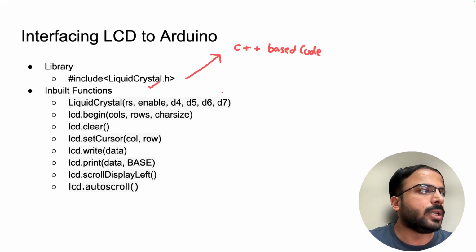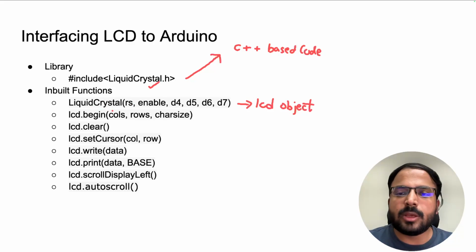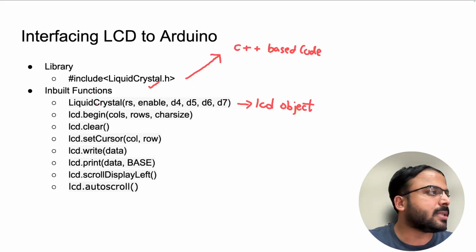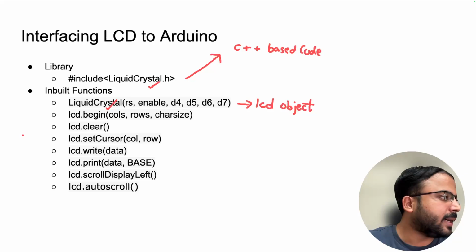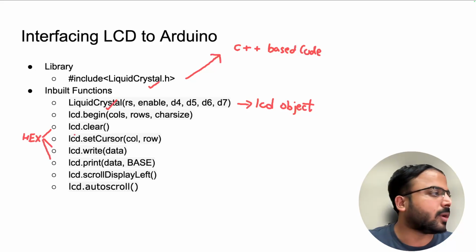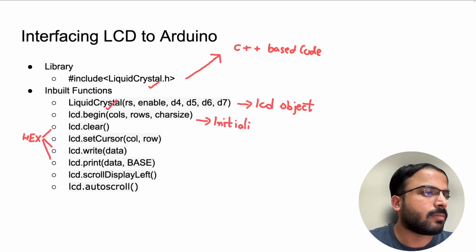Now we create an LCD object. This LCD object will ultimately use the functions present in the library. It is created using the LiquidCrystal function. What I said is that instead of writing, these are ultimately hex codes only; all these commands go as hex codes. Now, what is begin? Begin initializes your LCD.